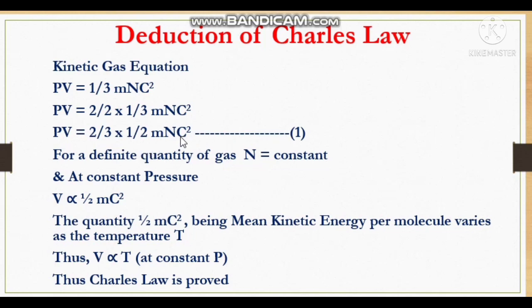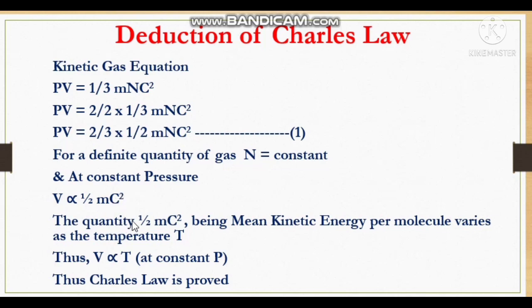Now if we take a definite quantity of gas, then n is equal to constant. So this n is equal to constant, and at constant pressure, to the left side we will write this V as it is. So this has become constant. This n is also constant. So what is remaining is 1 by 2 mc square.